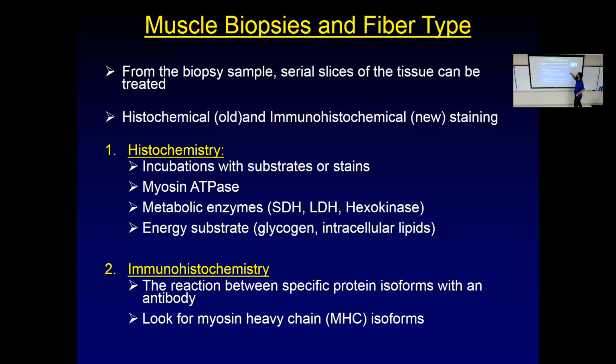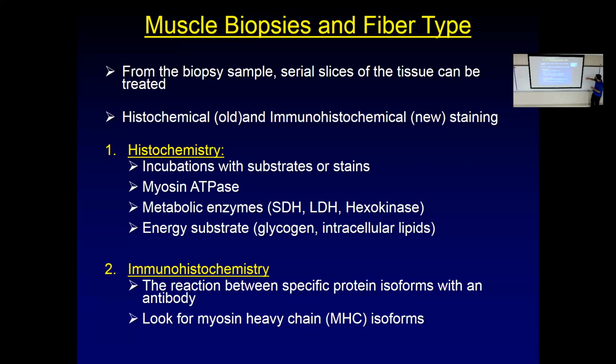Originally, we would do what we called histochemical, which is this old way of doing things. Now we can do what we call immunohistochemical, which is this new way of staining. So old histochemistry, which I unfortunately had to do, even though we could do this, we still did it this way. We incubate the individual muscle biopsy with certain substrates and these different stains, and we're looking at the activity of the myosin ATPase enzyme. That's the place that we're looking.